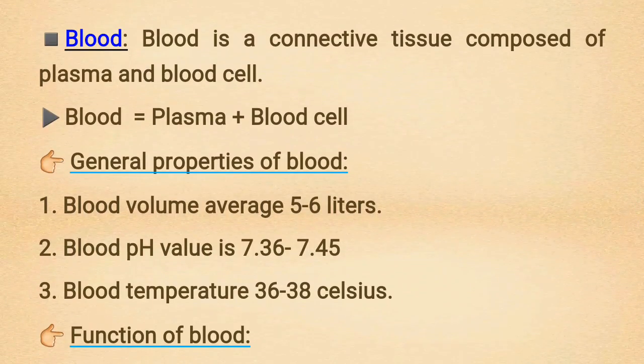Blood. Blood is a connective tissue composed of plasma and blood cells. Blood equals plasma plus blood cells. General properties of blood. Number 1, blood volume average 5 to 6 liters. Number 2, blood pH value is 7.36 to 7.45. Number 3, blood temperature 36 to 38 Celsius.